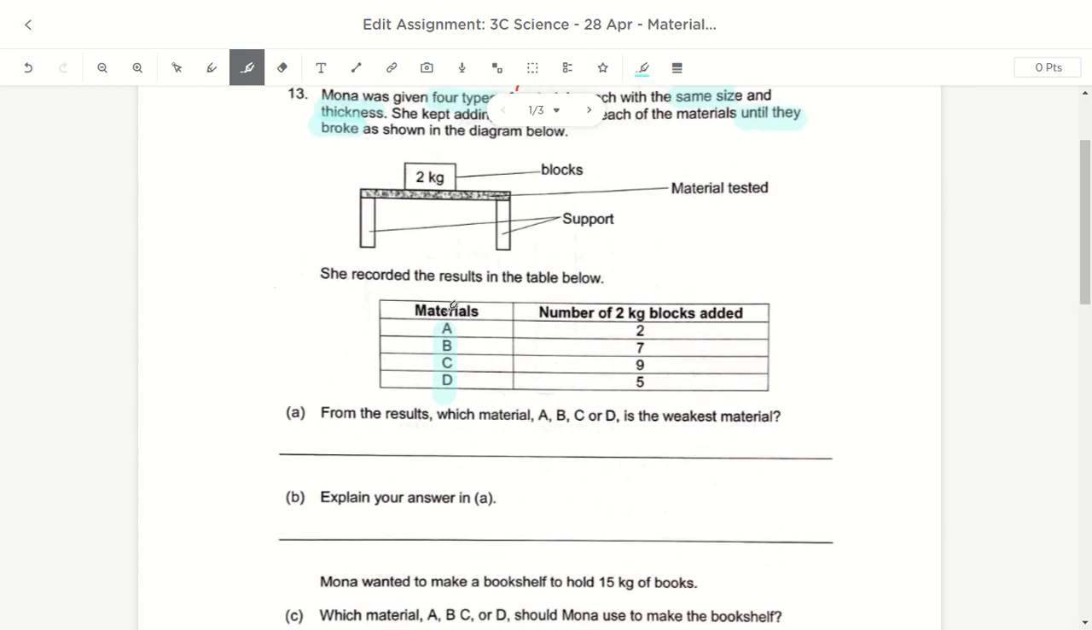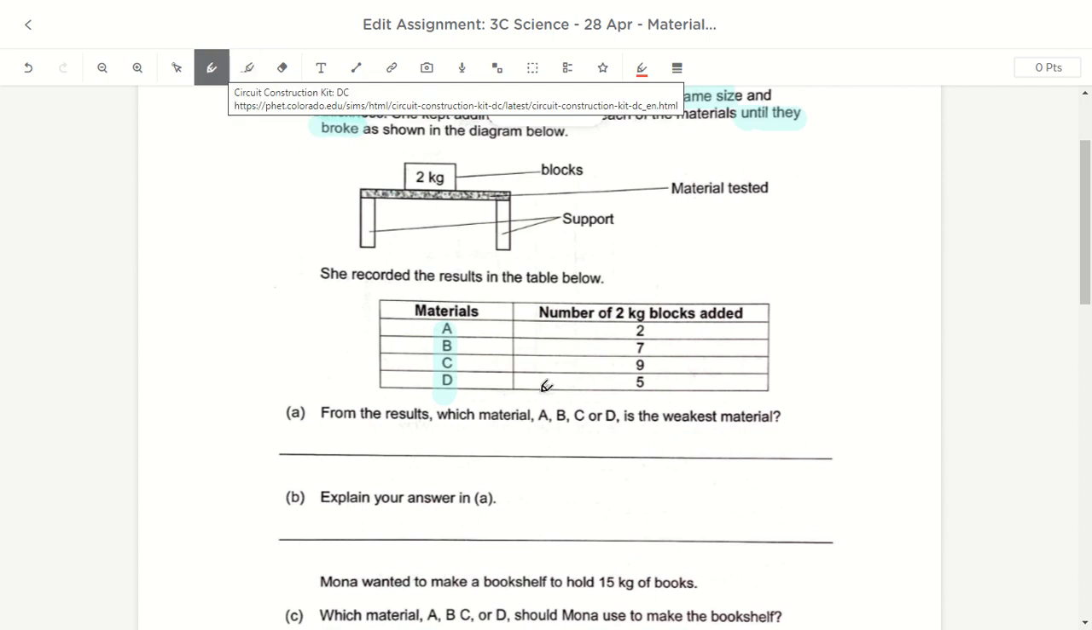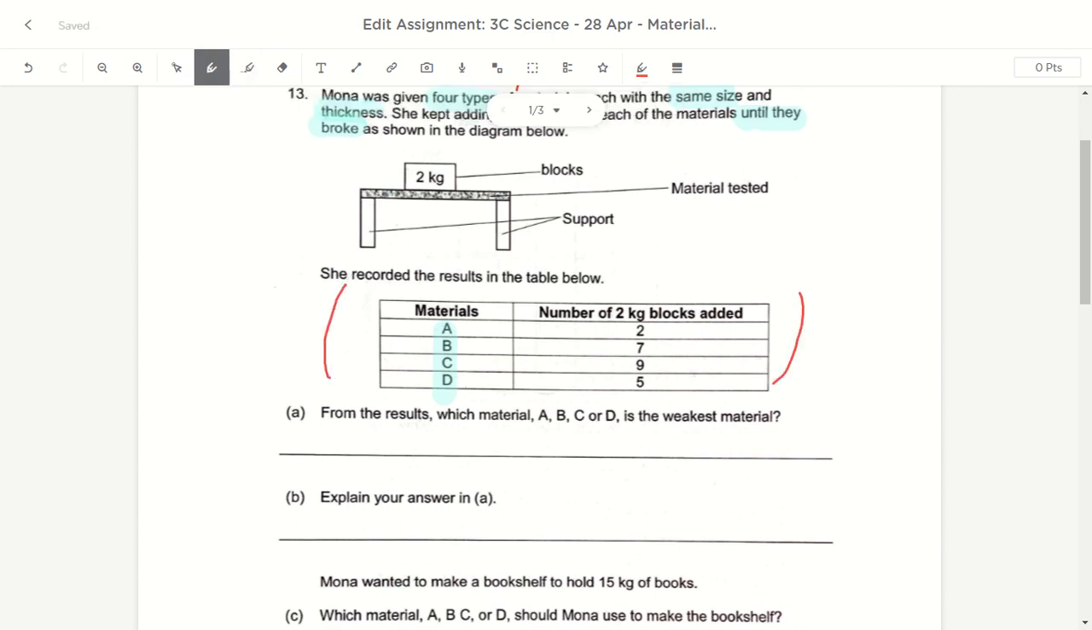So once again, I'm not going to do it for you yet. I want you to try, but I want you to think about what all these numbers mean. What do all these numbers tell you about the material?